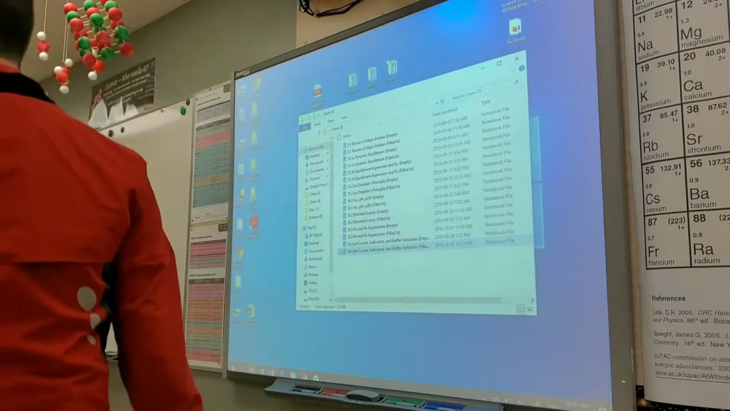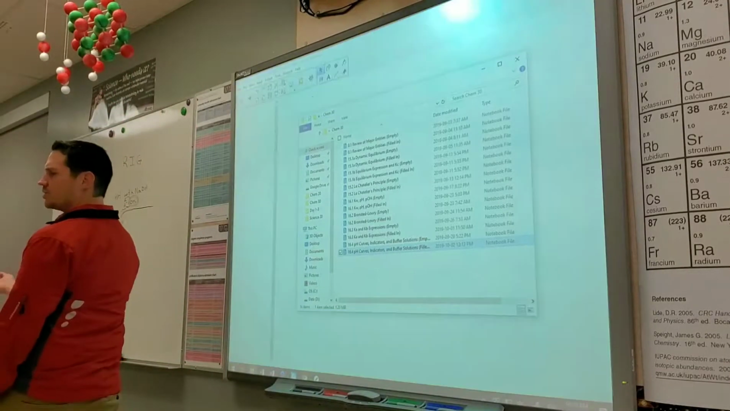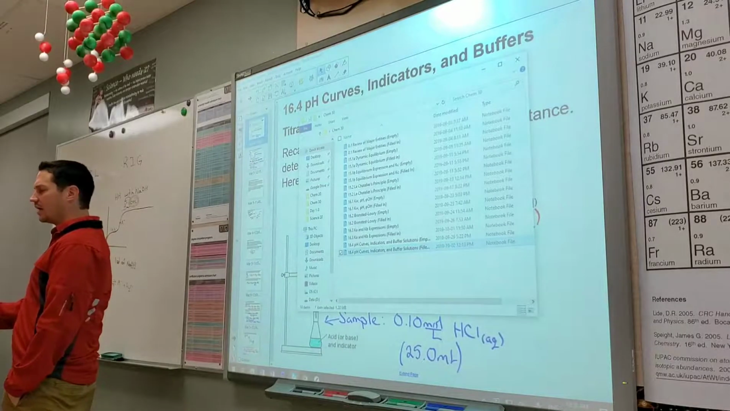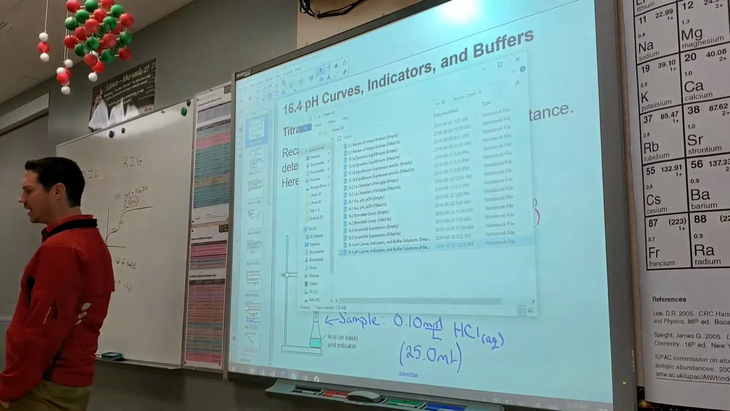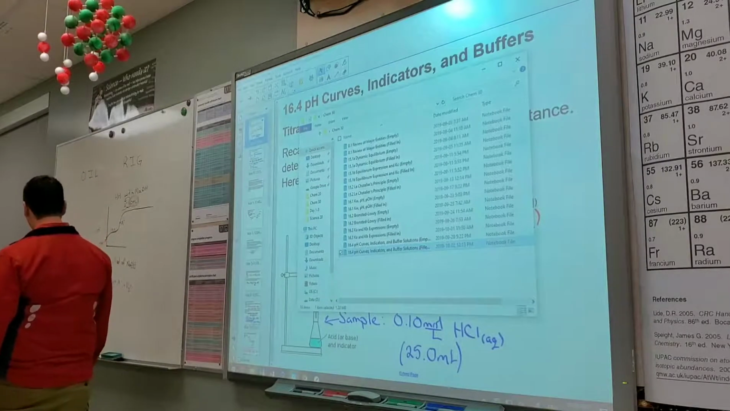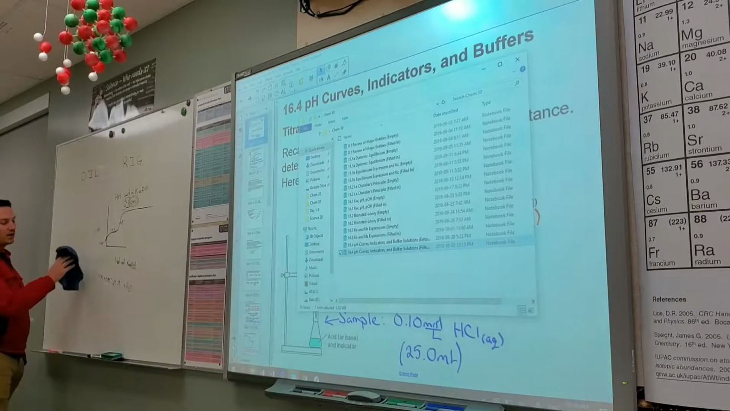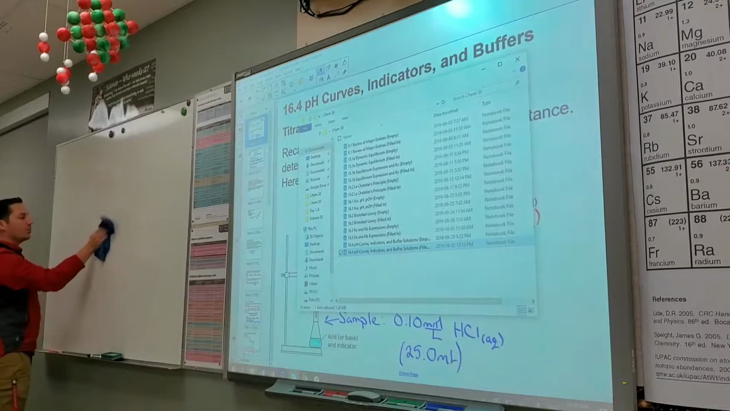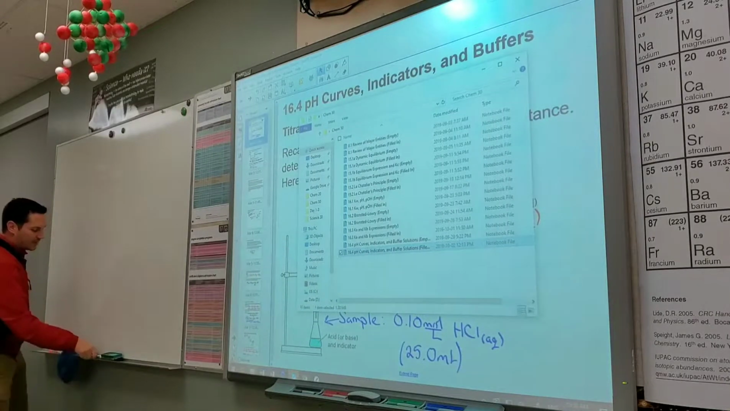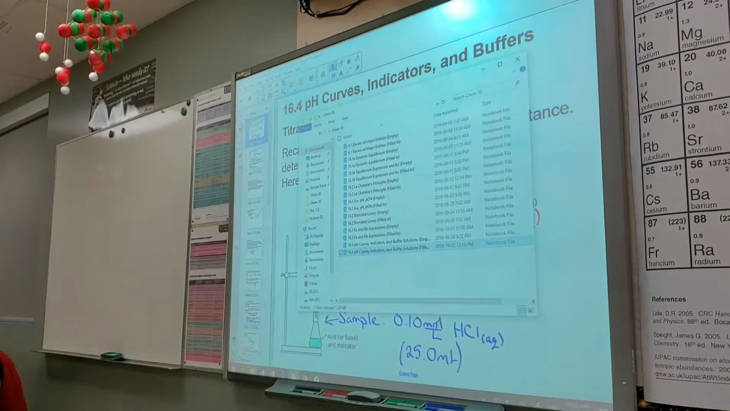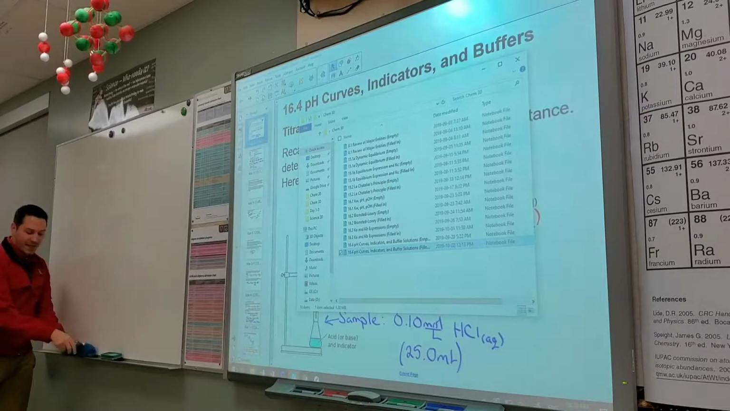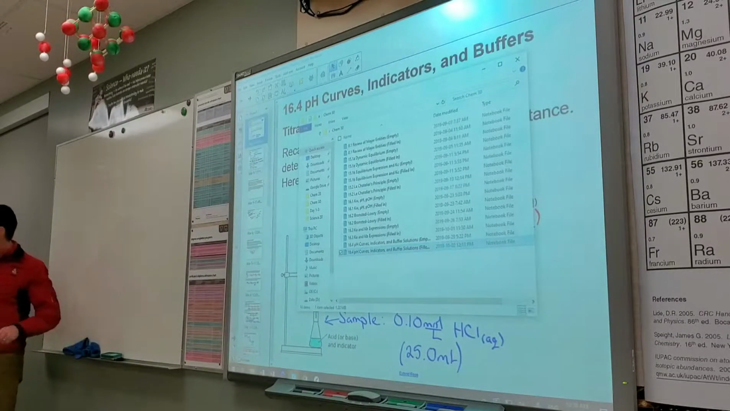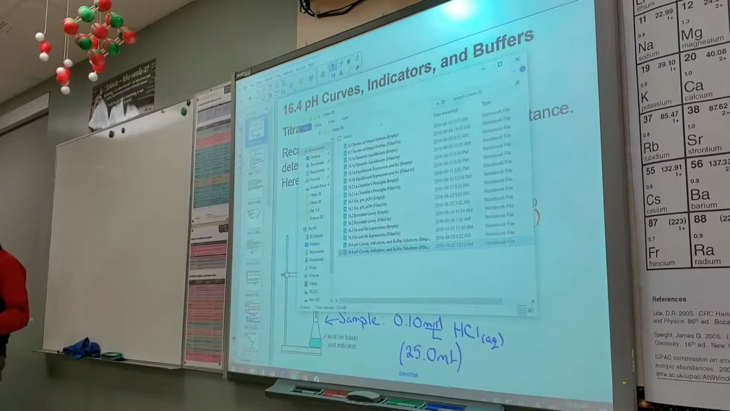So yesterday, 2 days ago, I asked you to get an assignment done about Ka and Kb problems and stuff like that. And it was pretty well done. We're still having a little bit of trouble making the association with, if I have a base, what does a base make when it's added to water?